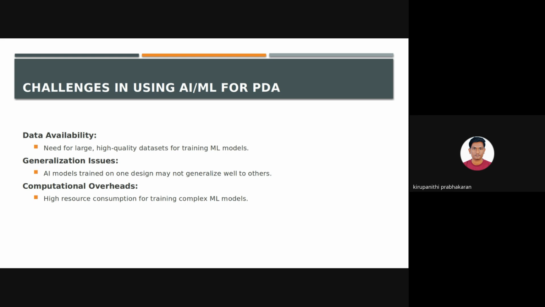Computational overheads: high resource consumption for training complex ML models. ML models, especially deep learning models and reinforcement learning, require significant computational resources for training. This includes powerful processors, large memory, and specialized hardware like GPUs. Training a complex AI model can be time-consuming and costly. For instance, training a deep learning model to optimize timing or placement across multiple design scenarios could take days or even weeks, depending on the complexity and the size of the data.